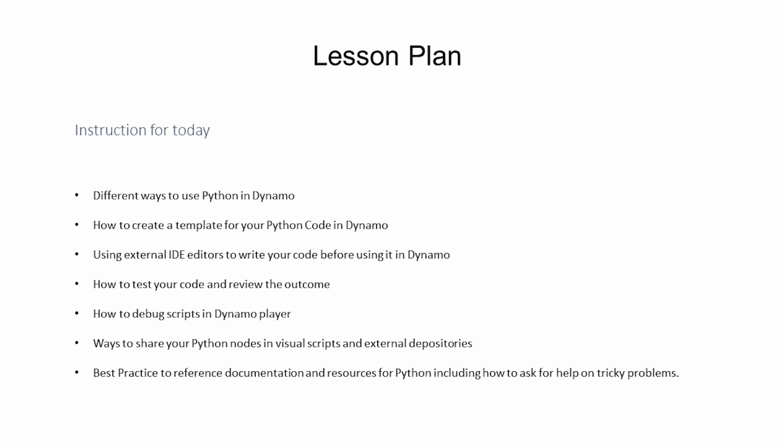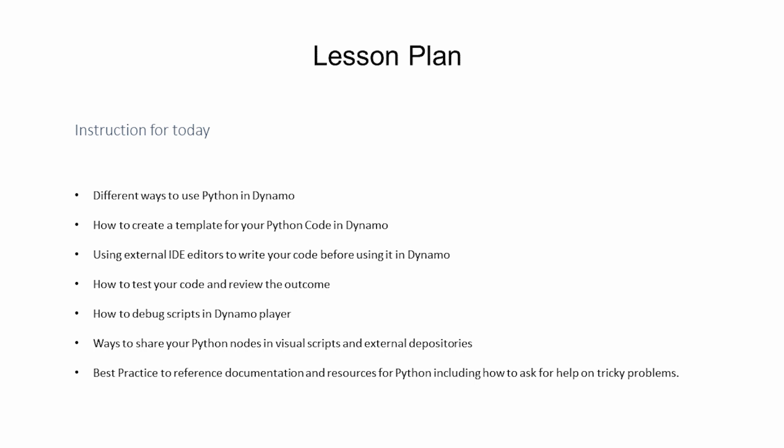We'll show you a few things on how to create a template for Python code and Dynamo boilerplate. Pretty easy, but I thought maybe this would be useful for everybody since it depends on the user how they want to do their boilerplate. So I'll give you an example of how that works. How to use external editors to help you edit. I think some of you already are savvy to that, but I'll give you a quick run through. How to test your code and review the outcome, and we'll be messing around with that as we go. Debug the scripts, share your nodes, and best practice recommendations and documentation. So that's going to be the general lesson plan.